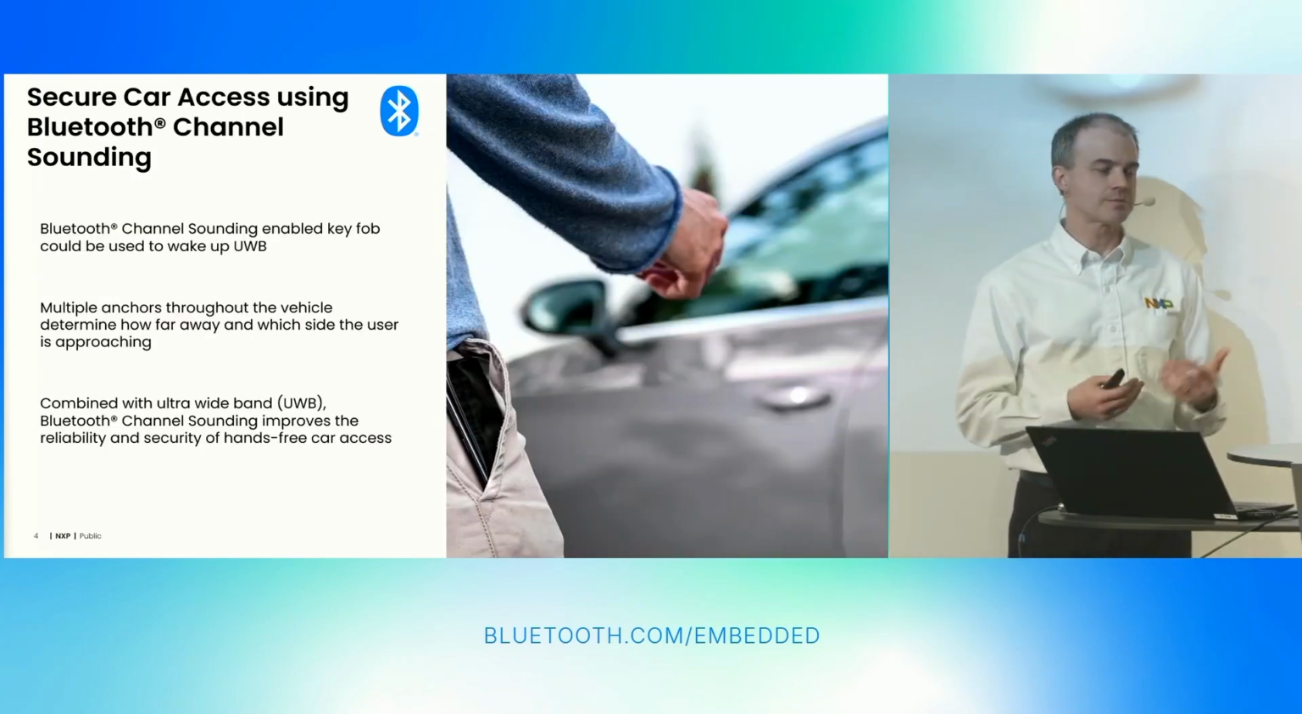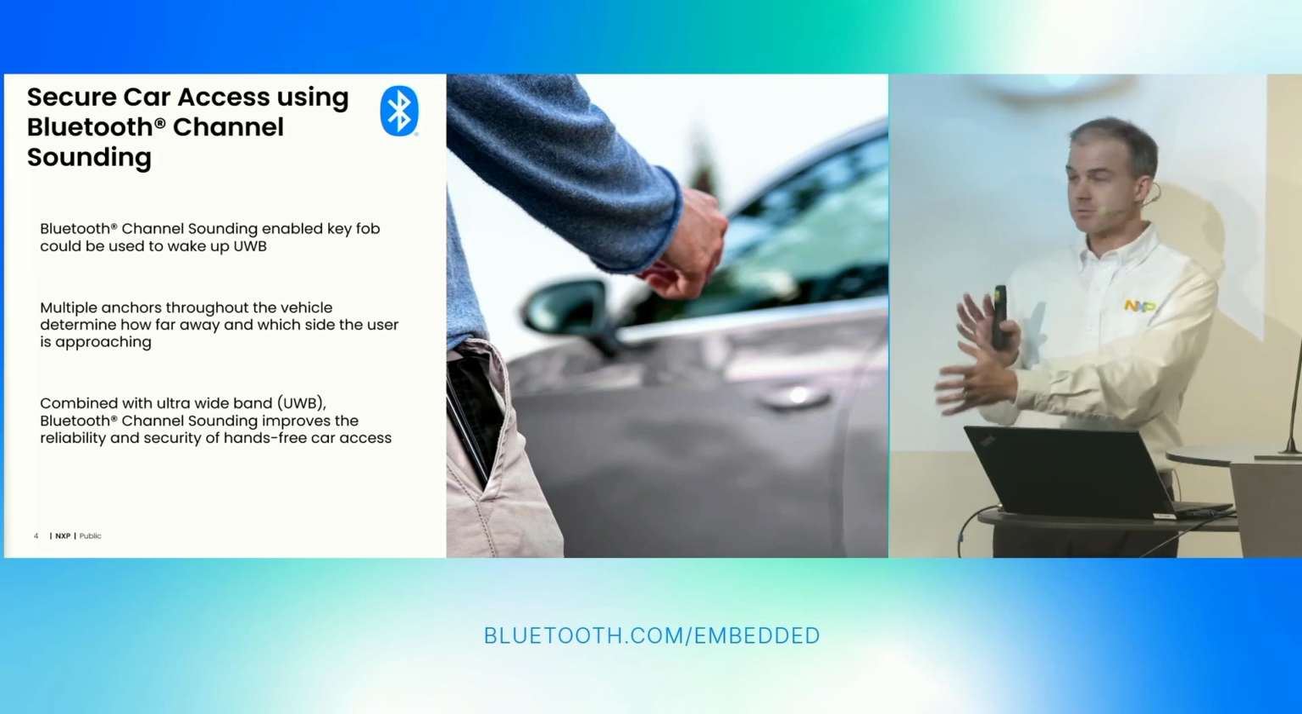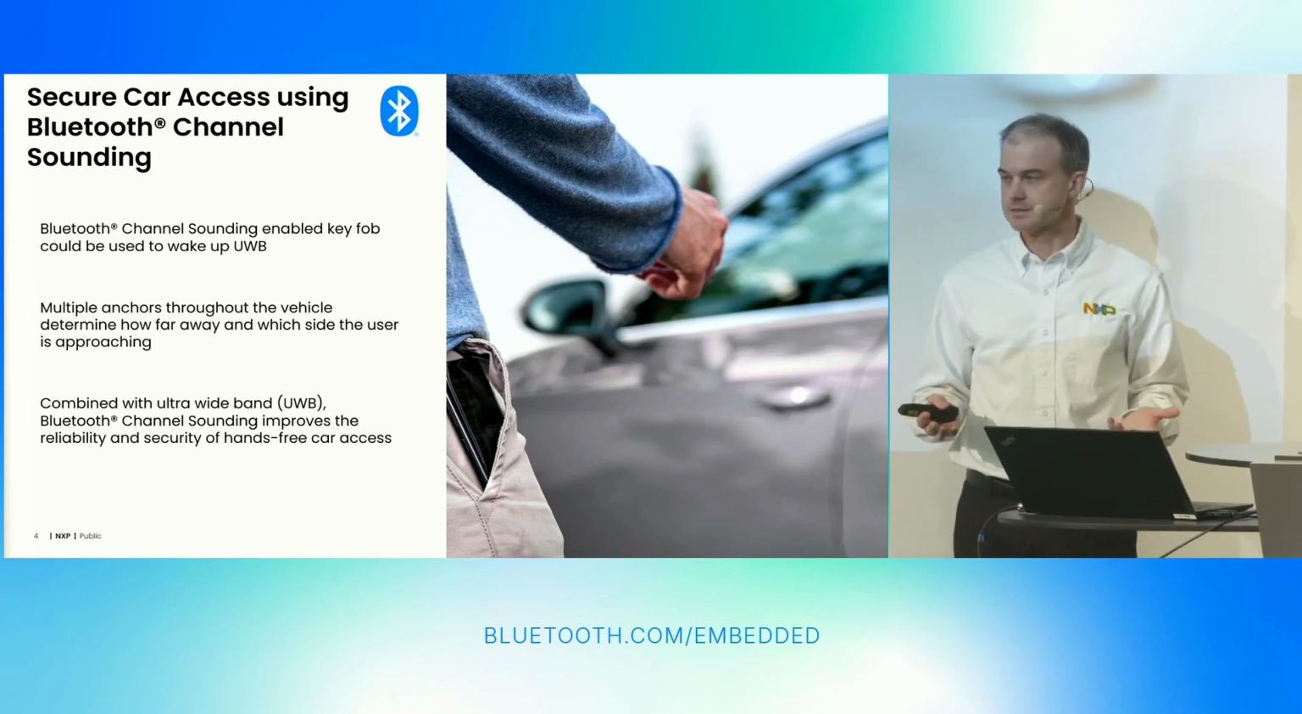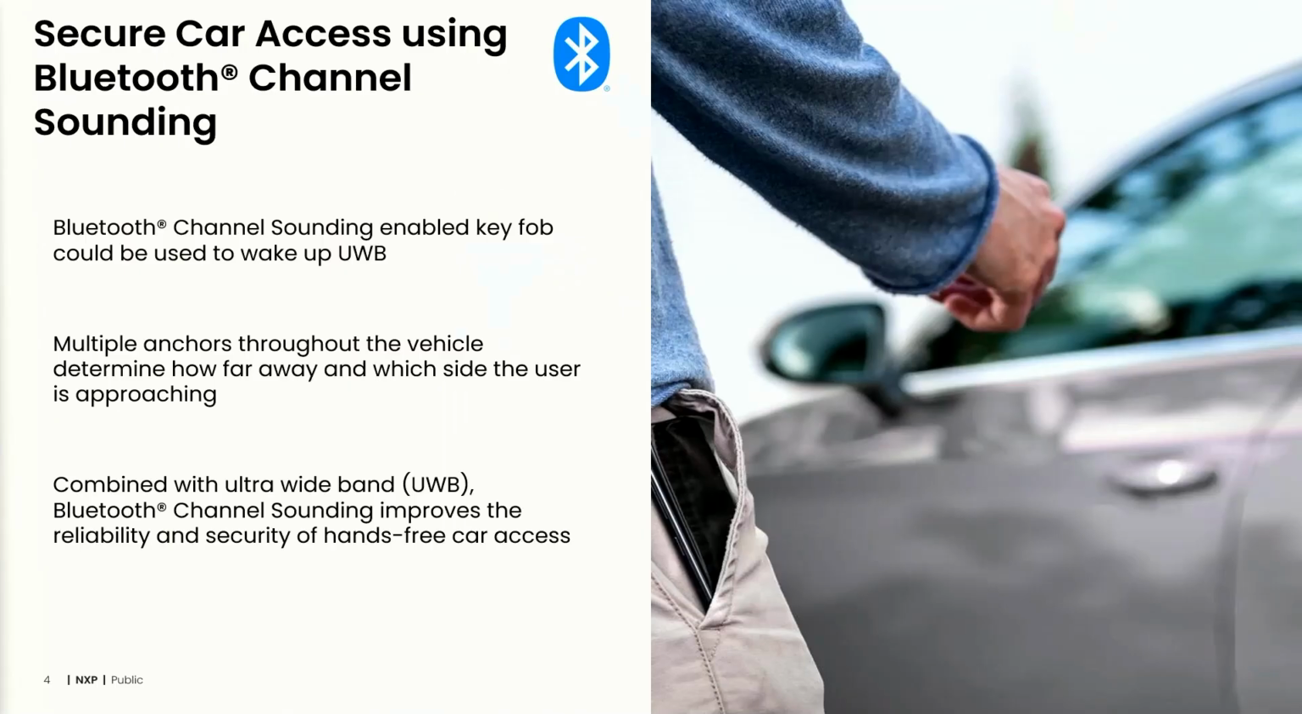One of the other examples that we touched on earlier that I'm going to use in this presentation is car access. In this example, you have a key fob, and the key fob has channel sounding as well as ultra wideband. As you walk up to the car, channel sounding is used to do the initial ranging. It's Bluetooth, so it's very low power. You walk up to the car and channel sounding is happening.